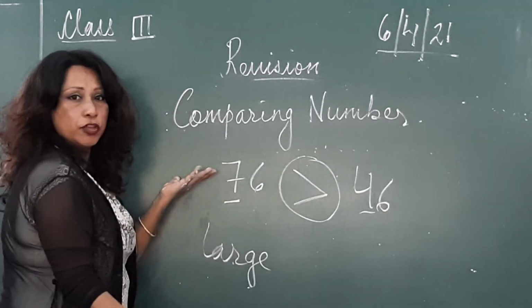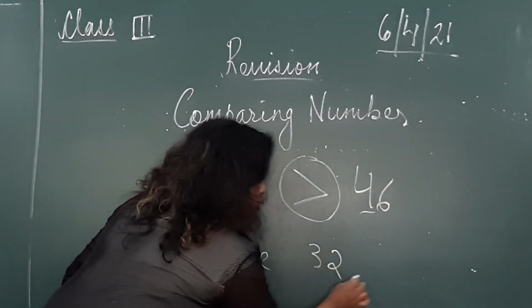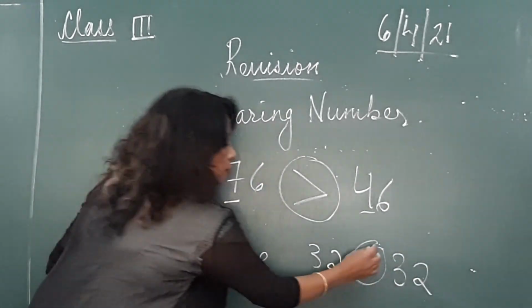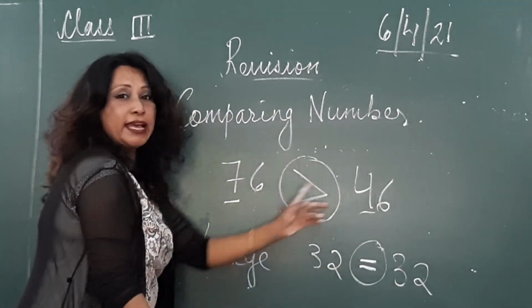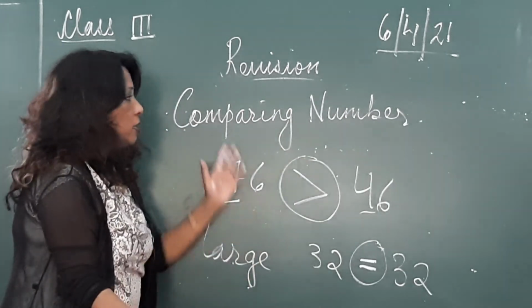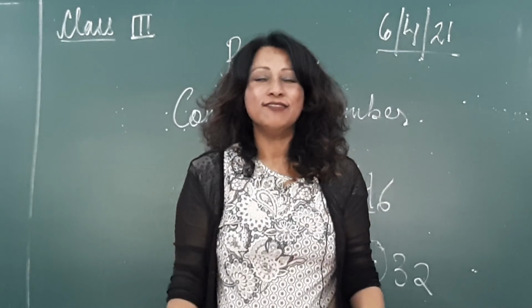If both the numbers are the same, it is the equal sign, like 32 and 32. If you have the same number, which sign will you put? Equal sign. But if you have a big and a small number, always concentrate on the bigger number and open your beak. Alright, so this is it for your test, and all the best for your first CAT test.